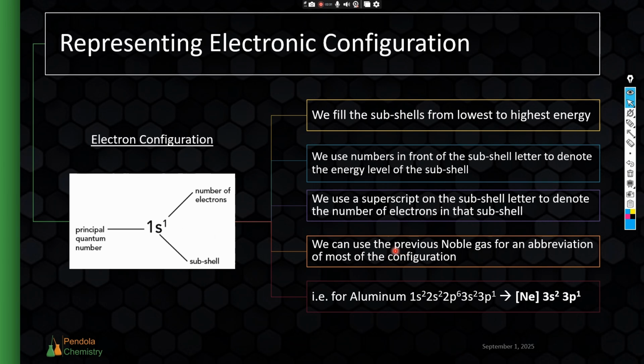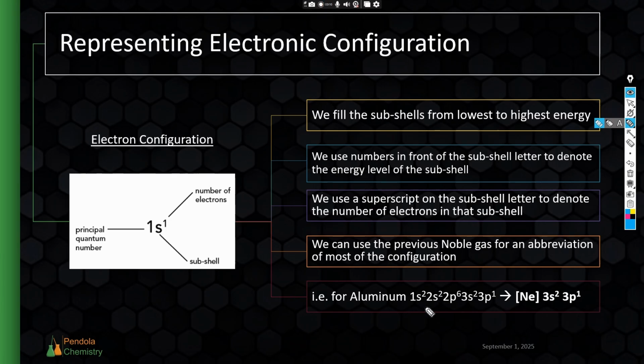We can do something called the noble gas abbreviation for most electron configurations, where we supplement the existing part of the electron configuration with the noble gas it corresponds to. What this does is abbreviate the electron configuration a bit so that we can write it a lot more simply, because once we get to the higher elements that have 50, 60, 70, 80 electrons, it gets really, really long.